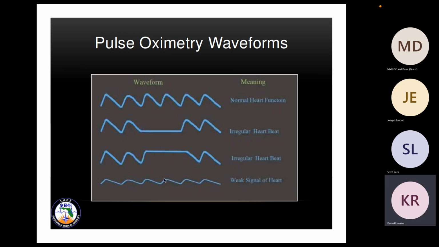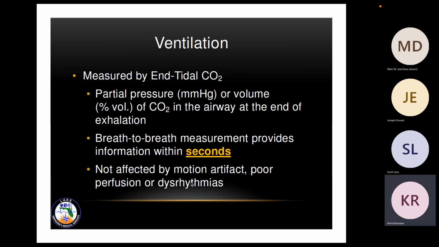If you see something that almost looks like VFib or very, very fine lines, this could be a weak signal, okay? Again, nail polish, cold fingers, hypothermic patients, things like that, you may not get that adequate waveform that we're looking for, right? This is why pulse oximetry is not the end-all be-all tool that we should be utilizing to see if our patient's perfusing appropriately.